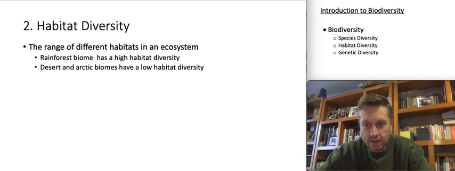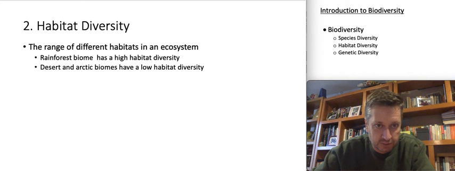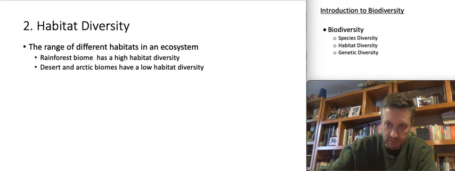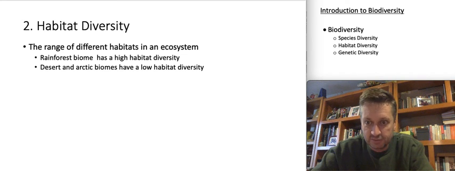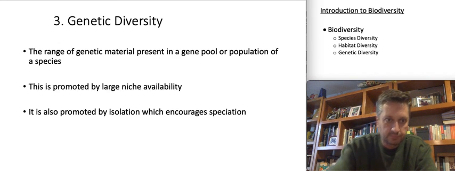Of the different habitats that we look at, the different biomes that we look at, the most biodiverse in terms of habitat diversity are probably rainforests. And the least diversity in terms of habitat diversity are desert and Arctic biomes. Very little in the way of different types of habitats, and therefore very little in the way of different types of niches to allow different species to exist.